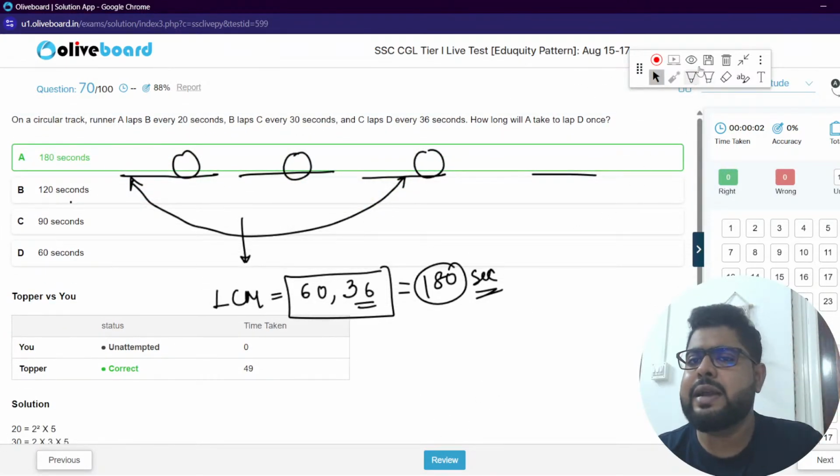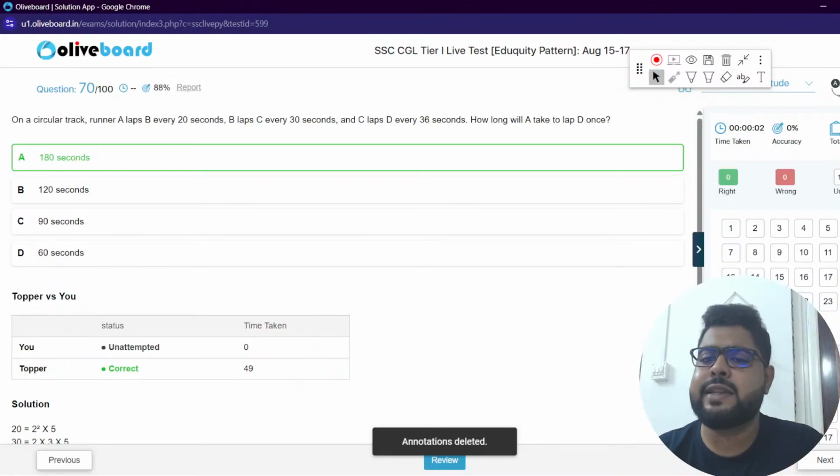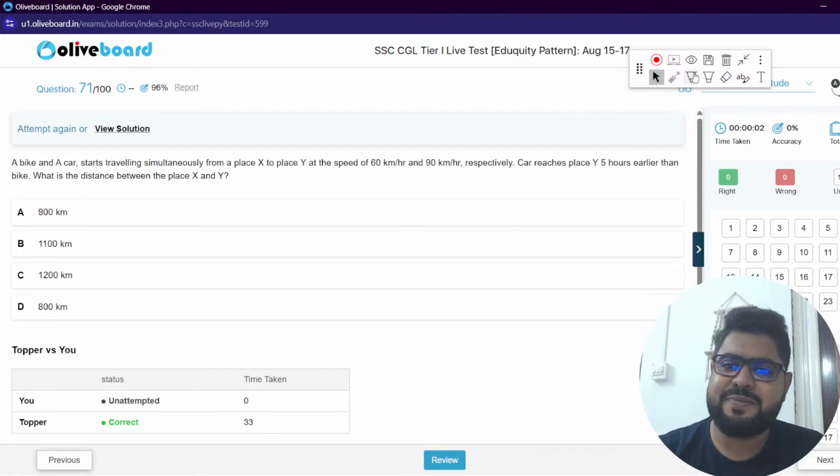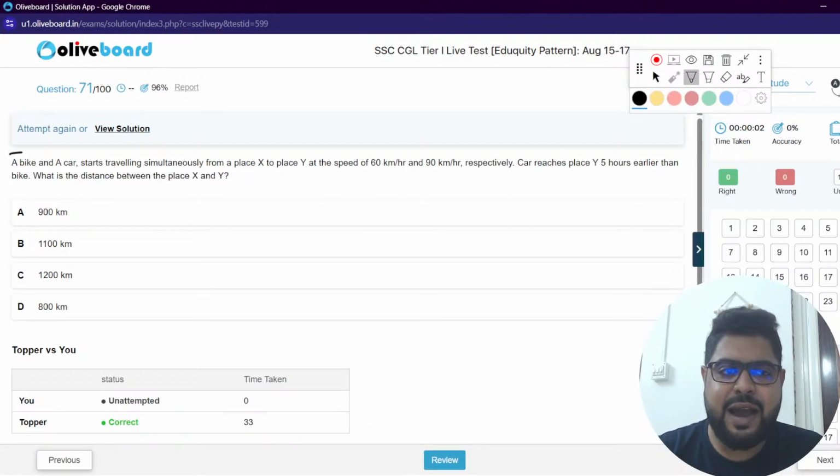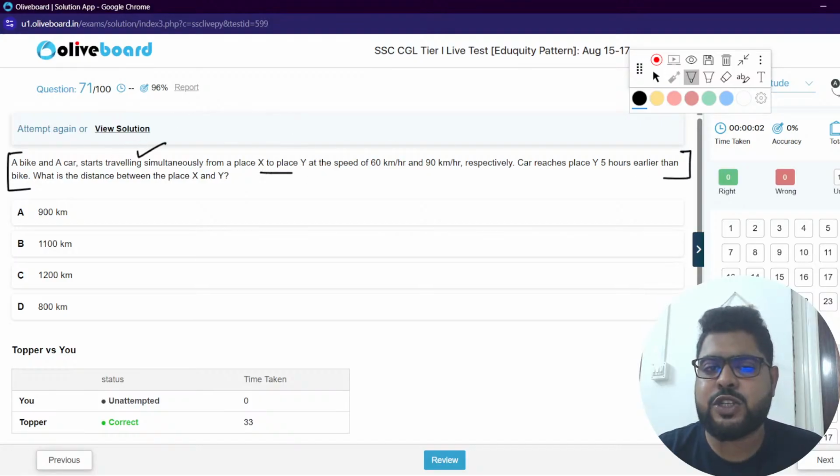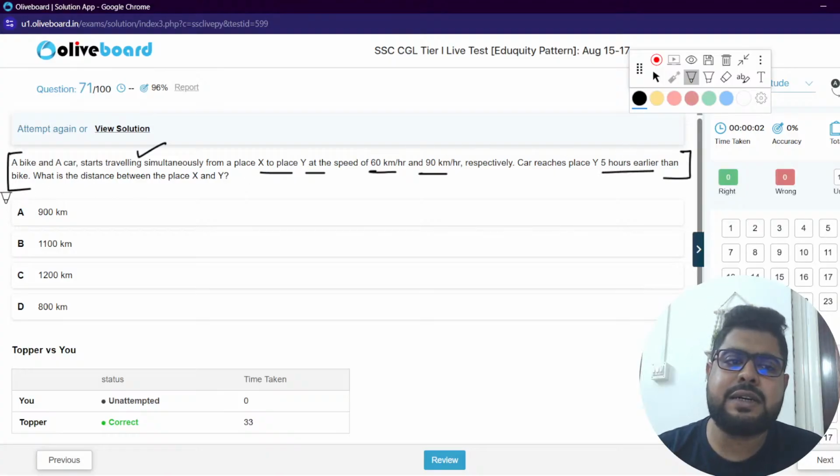Just simple LCM will suffice. Perfect. Chalo. A bike and a car start traveling from X to Y, at 60 and 90. The car starts 5 hours earlier than the bike.